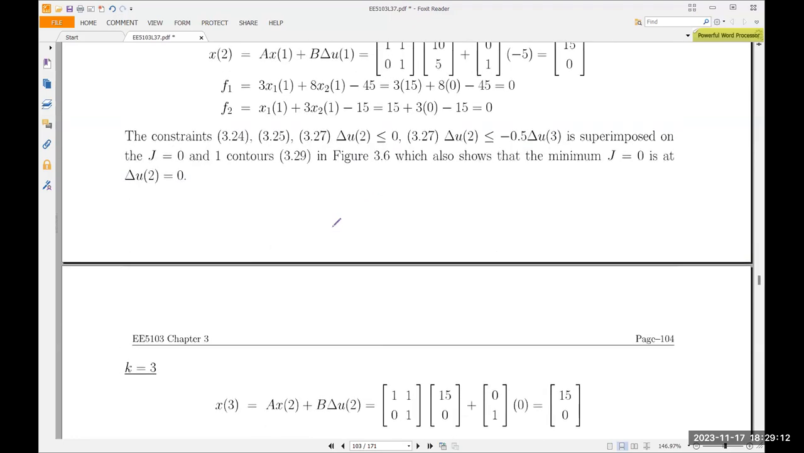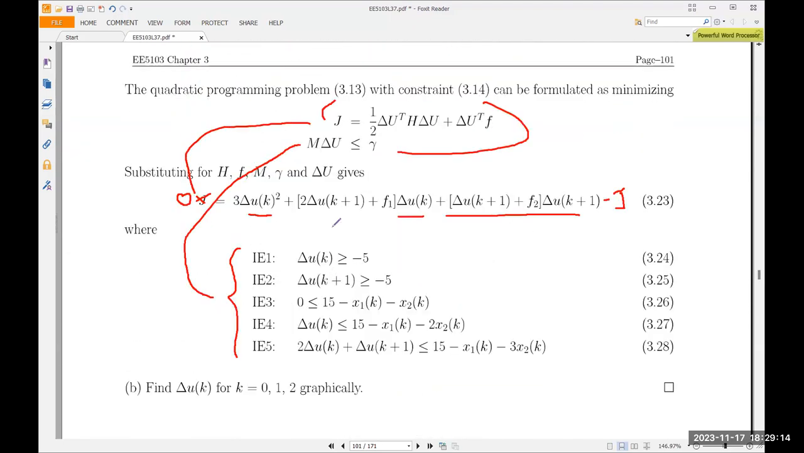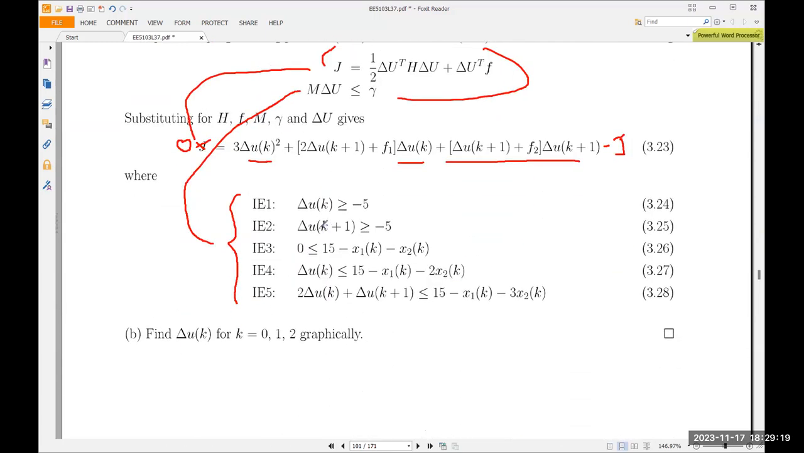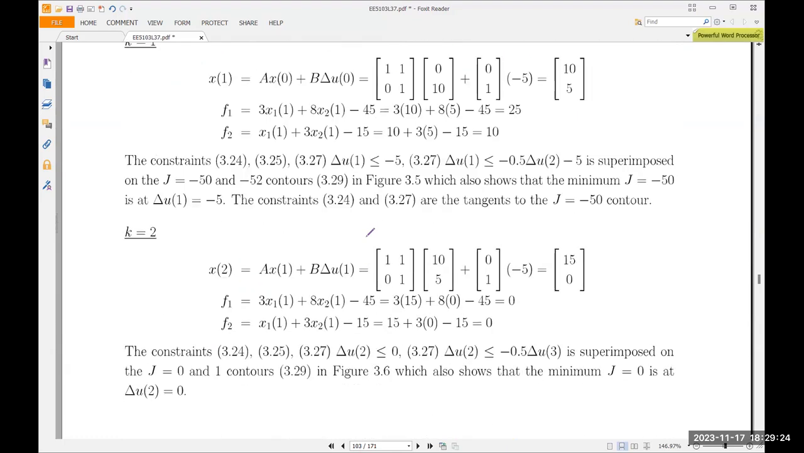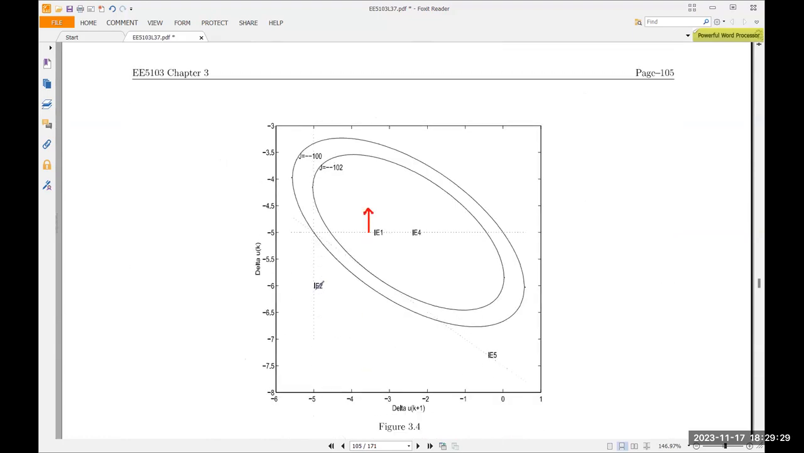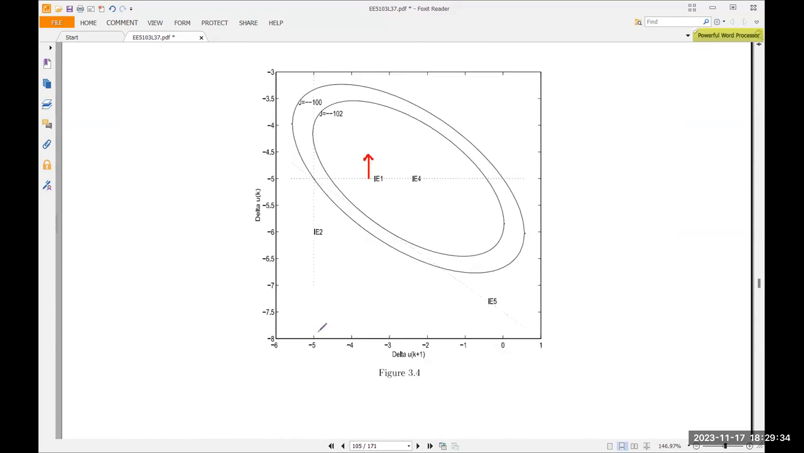Then IE2 says that delta UK plus 1 must be greater than minus 5. So I see delta UK plus 1, which is here, must be greater than minus 5. So minus 5 is here. I draw a line. So this is inequality 2, and it says that I must be on the right side. Left side is not allowed.